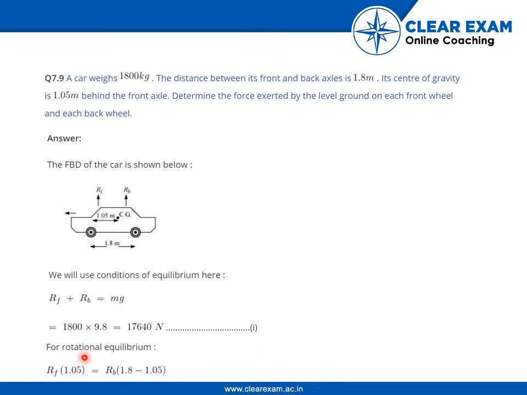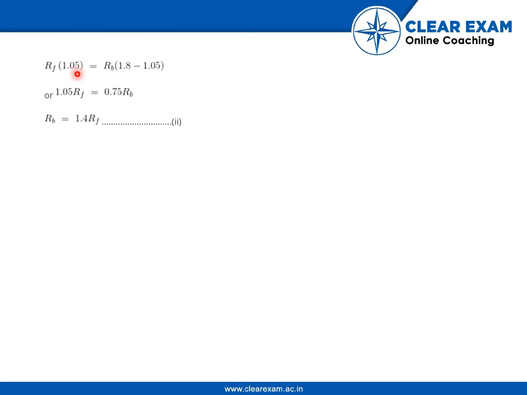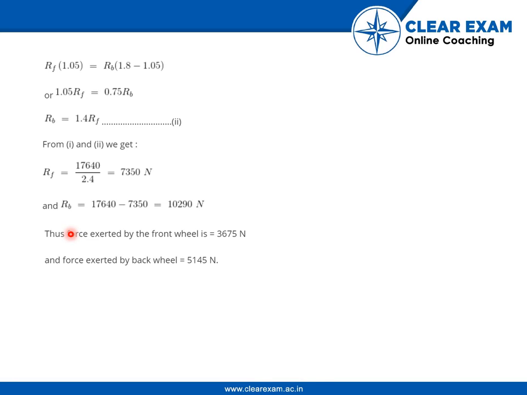Now for rotational equilibrium, Rf into 1.05 equals Rb into 1.8 minus 1.05. This is equation 2. So from these two equations, we get the value of Rf and Rb. The force exerted by the front wheel is 3675 Newton, and force exerted by the back wheel is 5145 Newton.